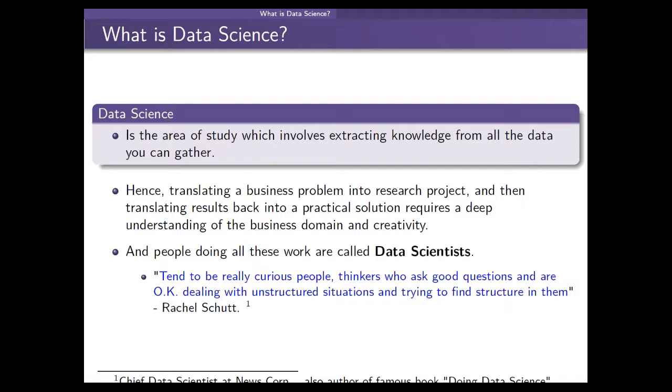So let me tell you what qualities are required for data scientists. As per the definition given by Rachel, who is the chief data scientist at News Corporation and also the author of the famous book called Doing Data Science, he defined some qualities which are required for data scientists. First, you tend to be really curious. This is the first quality required for the data scientist. You must be curious in digging the knowledge, or digging the interesting patterns that you are looking for.